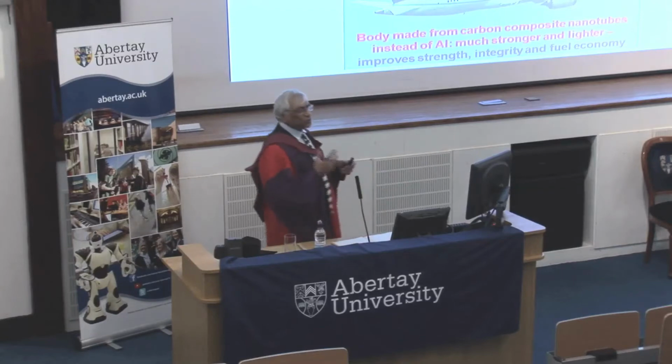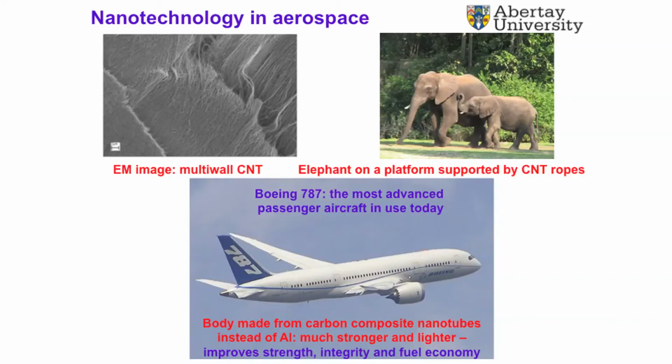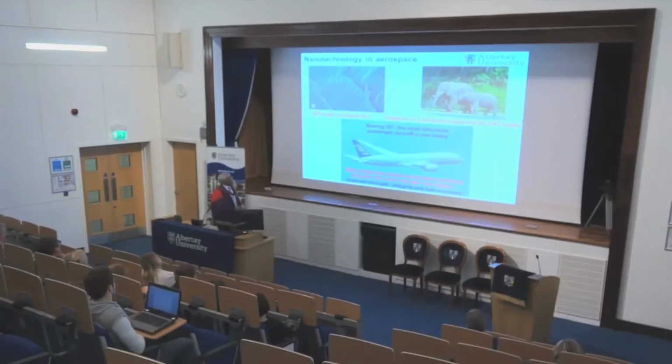Now those carbon nanotubes that you saw, if you take 1 inch thickness of that carbon nanotube, it is 100 times stronger than steel. And it weighs only 1/6 of the weight of steel. Can you imagine building by ropes, not by steel? Or can you imagine elephants dancing on a platform supported by those ropes, carbon nanotube ropes? They are that strong. And naturally it has led to a revolution in this industry, because rather than aluminium, they have prepared carbon composite nanotubes, and so they have created much lighter structures, which improves the strength, integrity, and the fuel economy. And so it has led to this revolution in the aerospace industry.